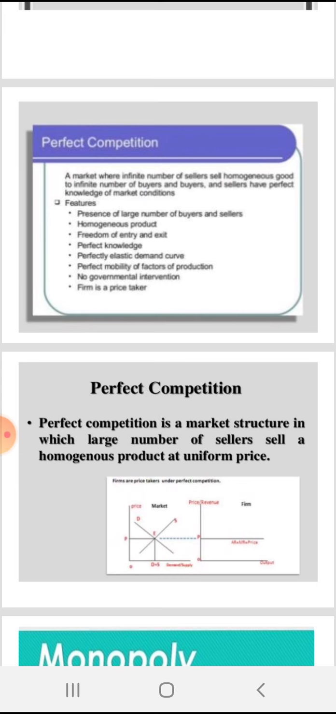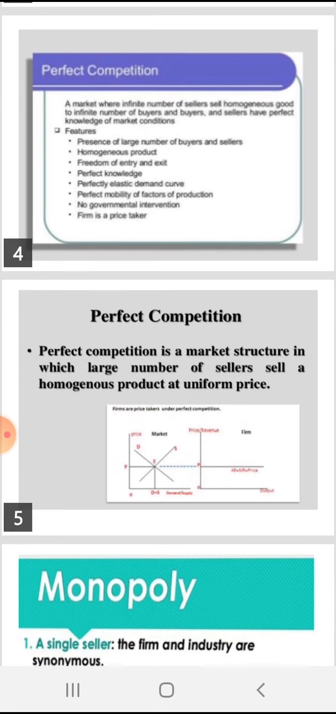Now let us see what is perfect competition. A market where infinite number of sellers sell homogeneous goods to infinite number of buyers, and sellers have perfect knowledge of market conditions. Now let us see the features: the presence of large number of buyers and sellers, homogeneous products, freedom of entry and exit, perfectly elastic demand curve, perfect mobility of factors of production, no government interventions, and firm is price taker.